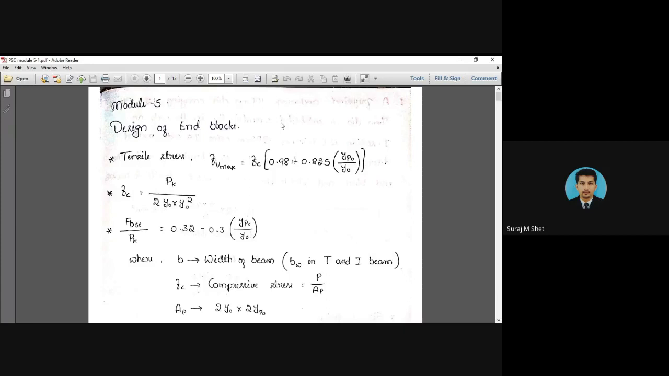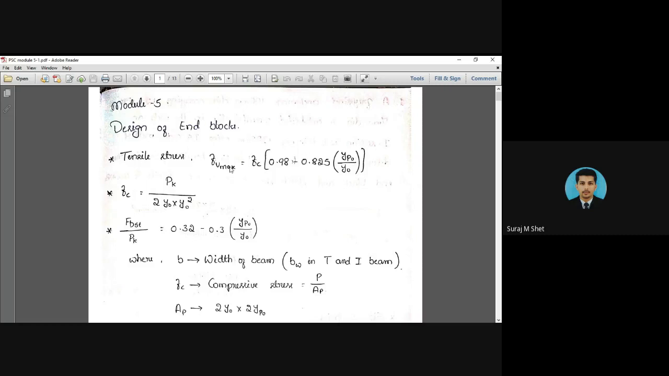Okay, today I am solving a problem on design of end blocks, module 5. While solving the design of end block, we have to remember a few formulas. If the formula is available in the codebook, you have to remember it. The first one is tensile stress.